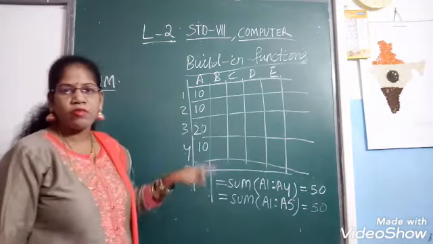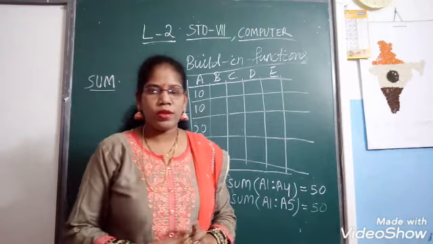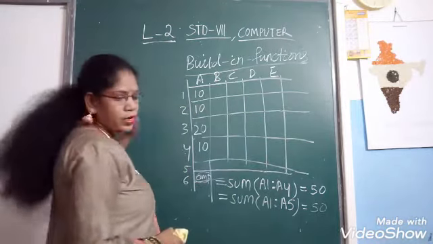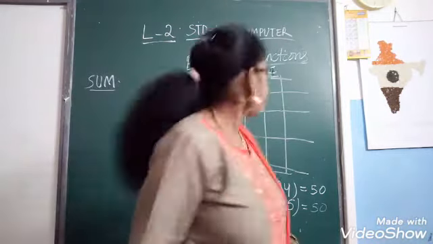And suppose, for example, some text, let it be computer, is written here, and you want to add from A1 to A6. The text that is written will not be calculated. Text value, I already told you, will not take part in any type of calculation. So this is about the built-in function sum.